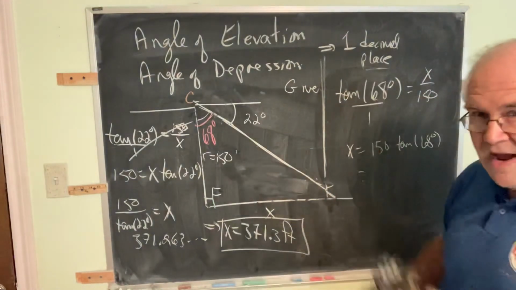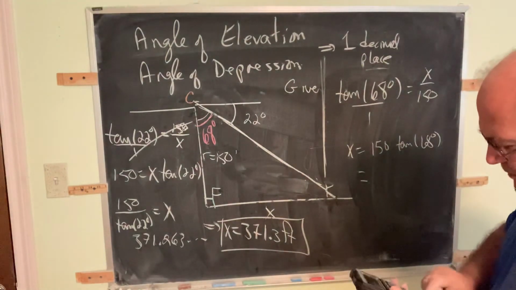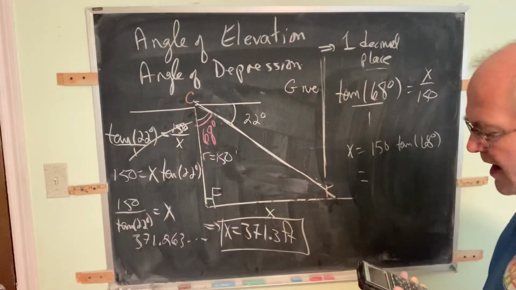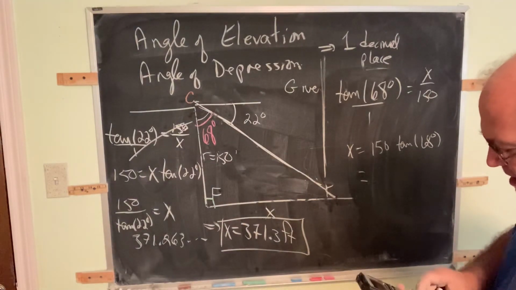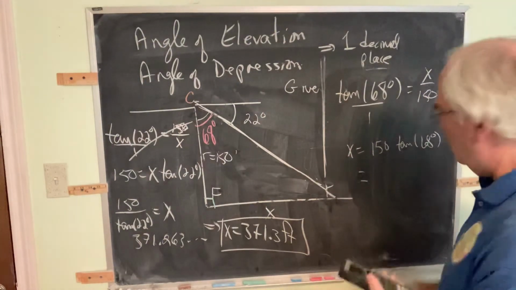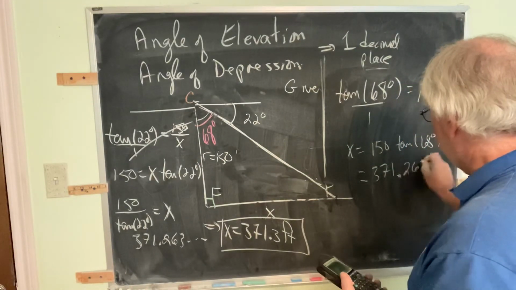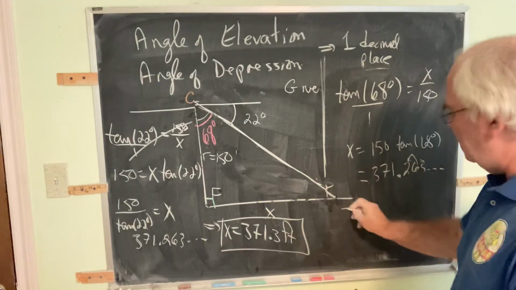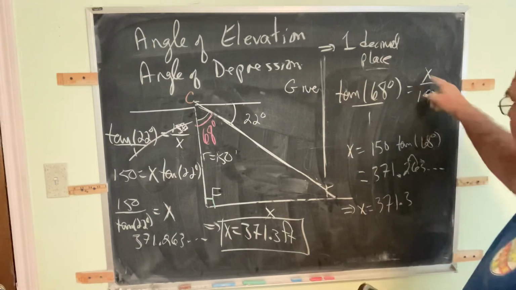And let's go to the calculator. So this is 150 times tangent of 68 degrees. I'm sorry, I hit the wrong button. 150 times tangent of 68 degrees. I have 371.263, and so on, round to 1 decimal place. So we're going to round that to 3. So we would use x is equal to 371.3. We have them, we might as well use them.